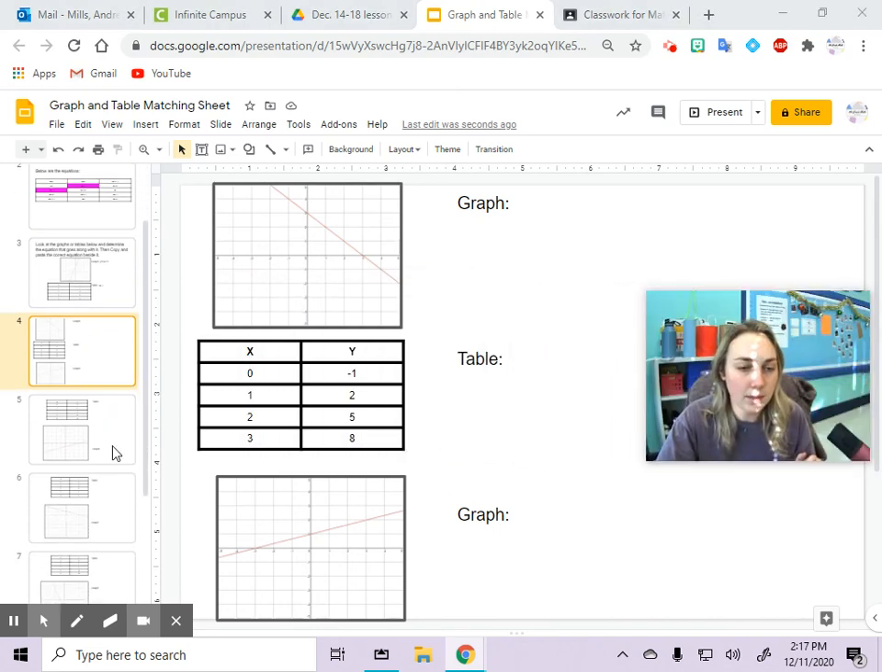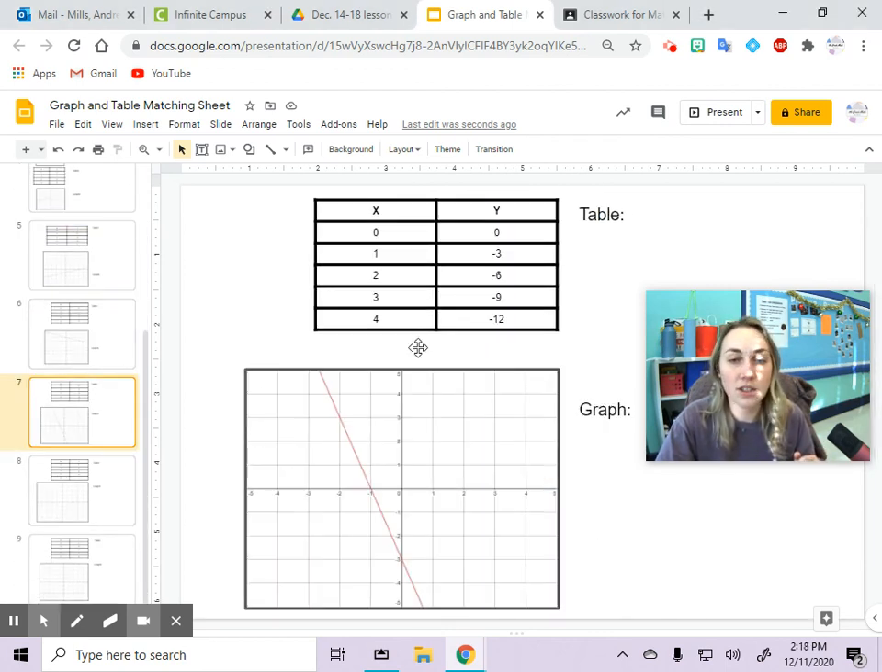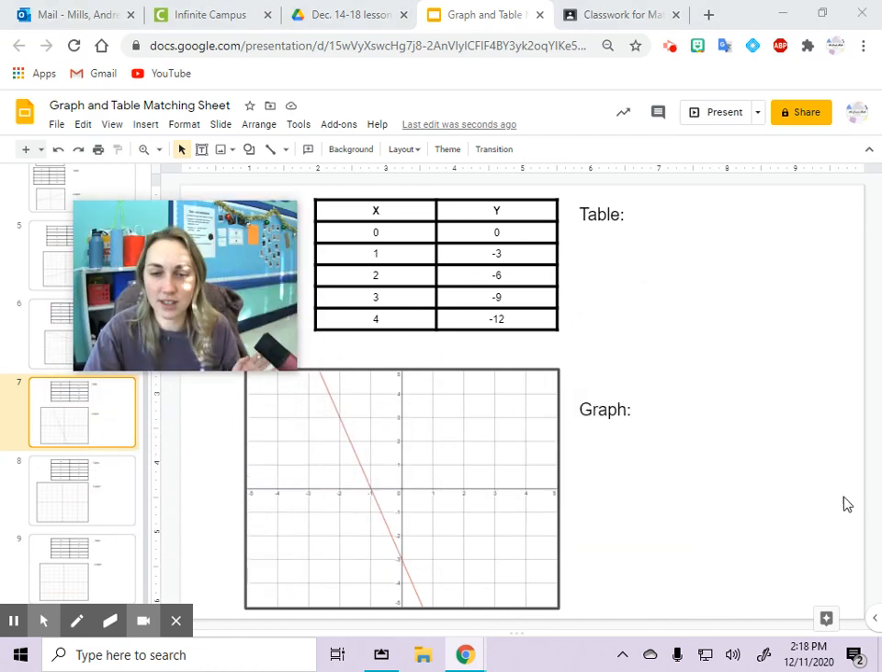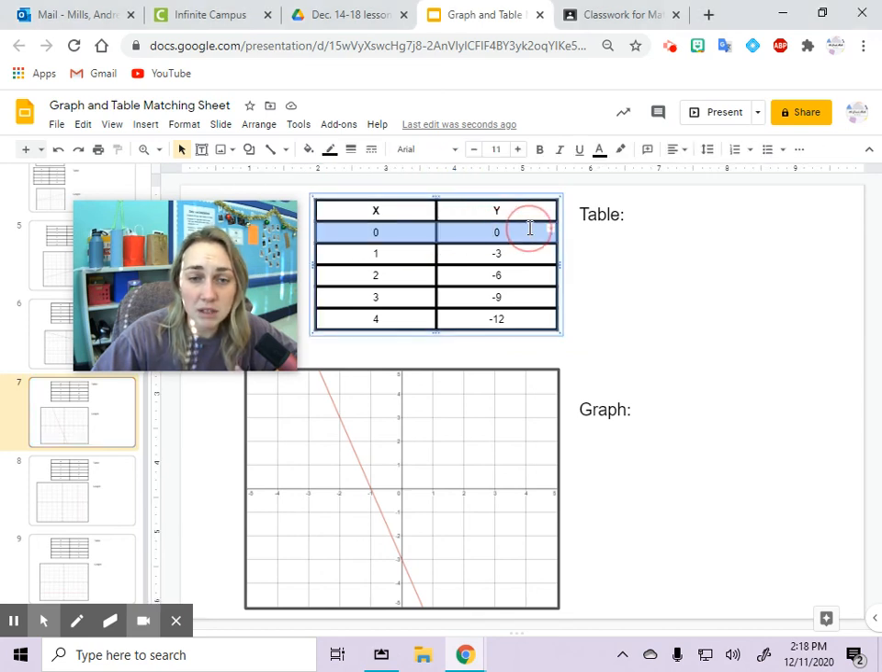I'm going to go to a random graph and then a random table, and then I'm going to be done. So let's do this graph in this table. So let's look at the table first. We have to find the slope, and then we have to find the y-intercept. So the slope here, I need to find 2 ordered pairs. The first ordered pair I'm going to choose is 0, 0. That'll be easy. And then the second ordered pair I'm going to use is 1 and -3.